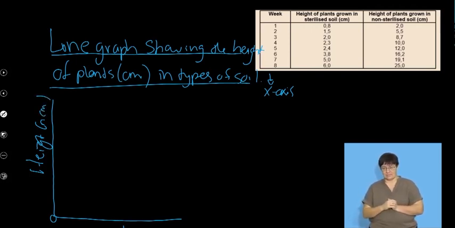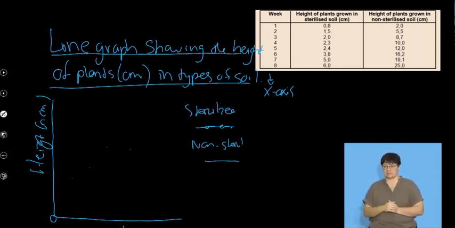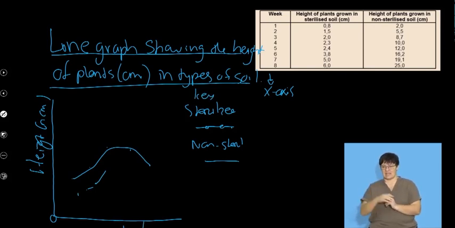And you're going to decide sterilized. You're going to do dot, dash, and for non-sterilized, you're going to draw a straight line. Remember, I'm just going to do it randomly. You're going to plot points, join your dots, and you're going to have a key. So weeks, there's 1, height. Make sure that your numbers follow each other, and there you're going to put 2 line graphs on the 1 graph.